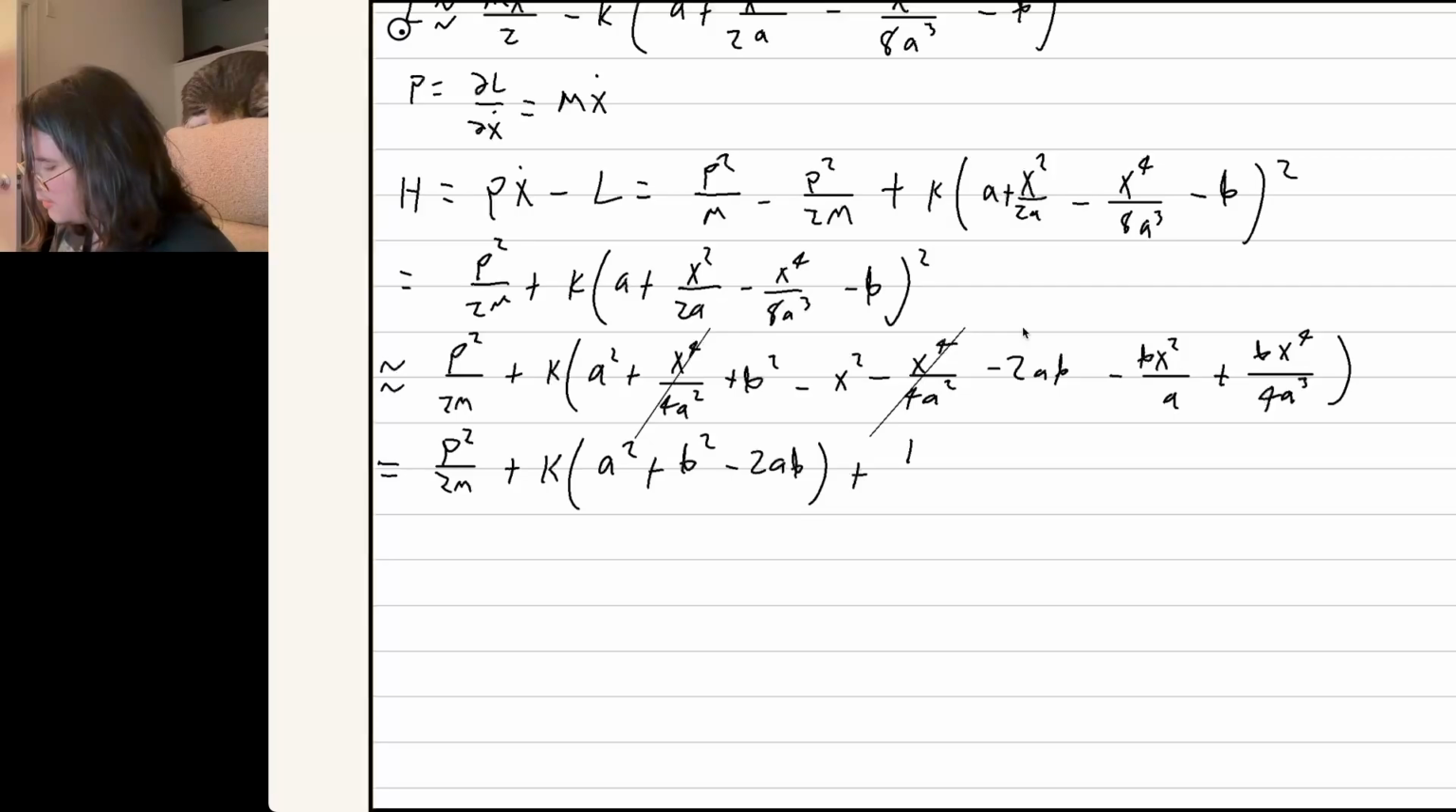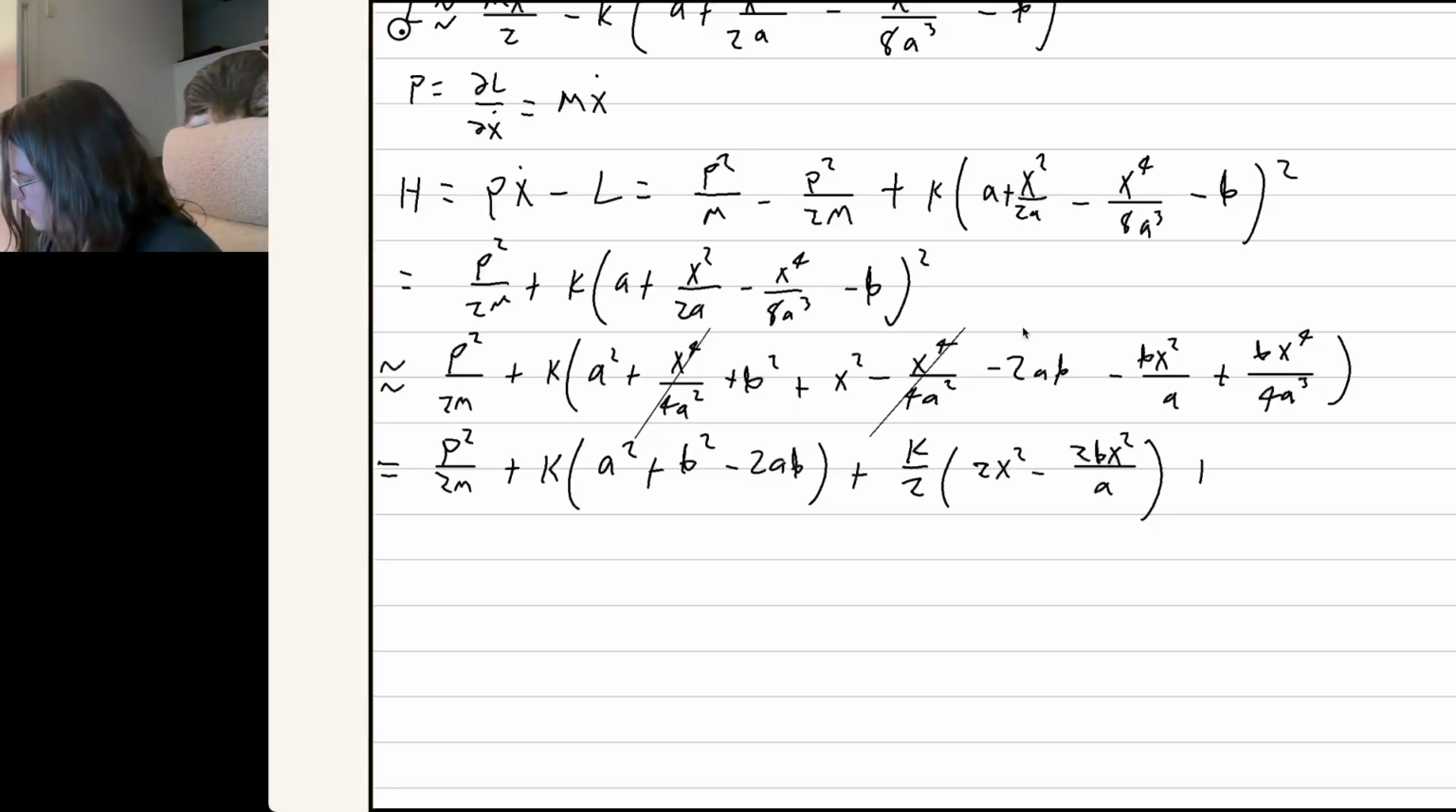Plus, I'm going to put this as k over 2 in here, minus 2x squared. That shouldn't be minus, that should be plus. Plus 2x squared minus 2bx squared over a. The reason I'm doing that will become apparent. And then finally we have kbx fourth over 4a cubed.